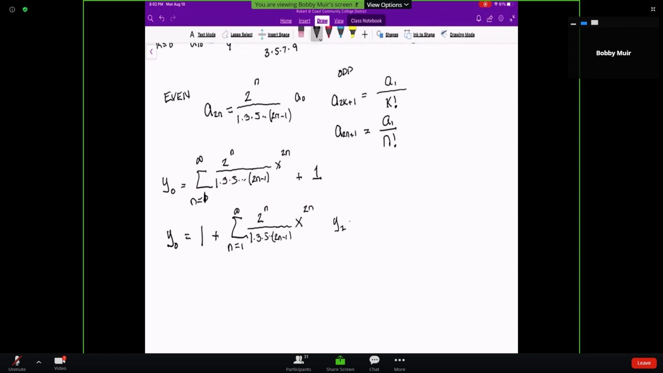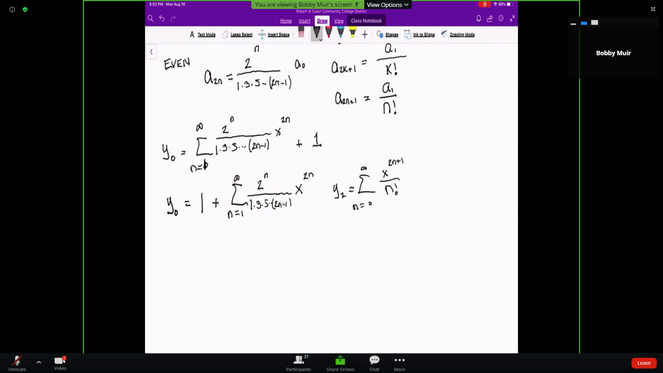And then Y2 is the sum, 0 to infinity, then it's going to be x to the odd powers divided by n factorial. Now, if these were important enough functions for us, the general solution is going to be this A0 Y0 plus A1 Y1.